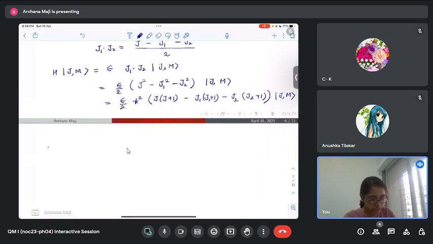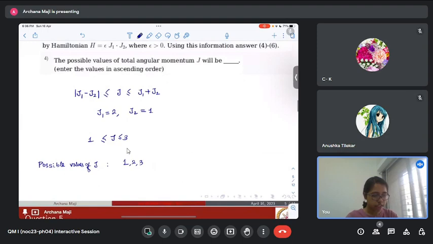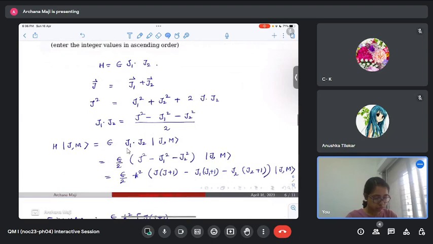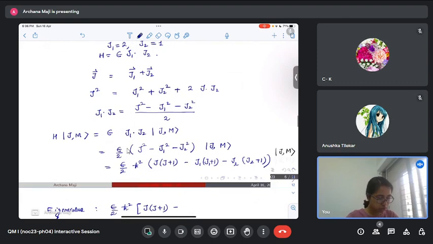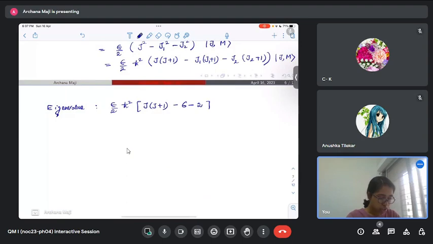So what is the eigenvalue? The eigenvalue is epsilon by 2 h cross square times J into J plus 1 minus J1 into J1 plus 1 minus J2 into J2 plus 1. J1 is 2 and J2 is 1 for this problem. So J1 into J1 plus 1 gives 6, and J2 into J2 plus 1 is 2, so that is equal to minus 8.